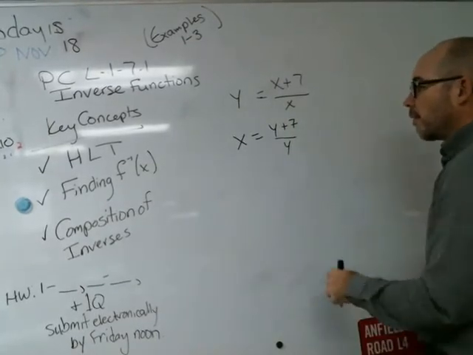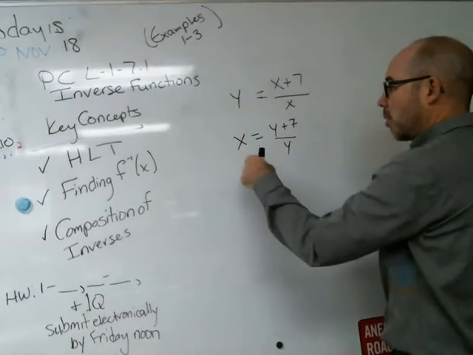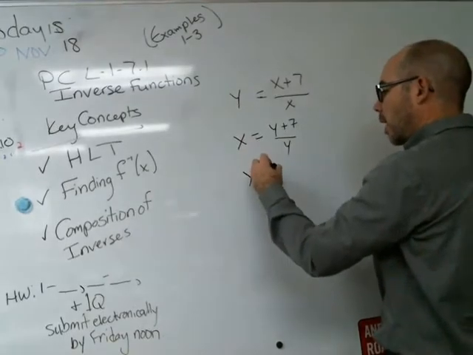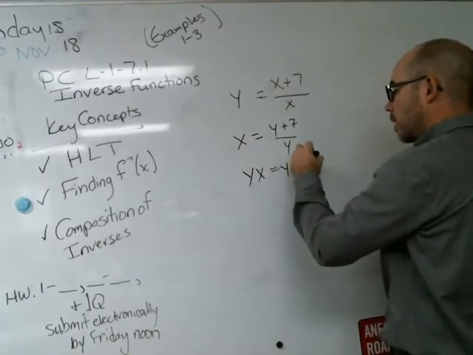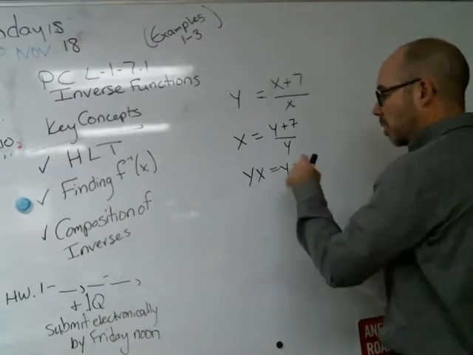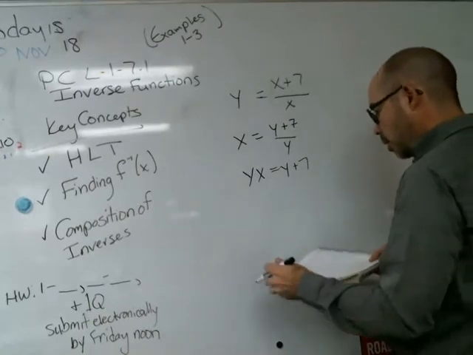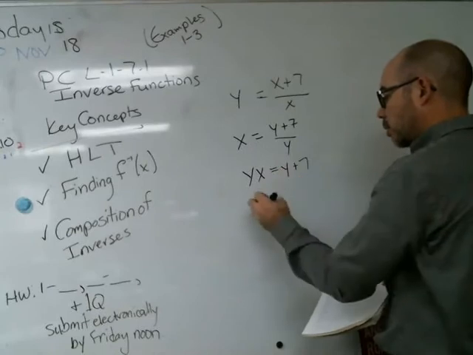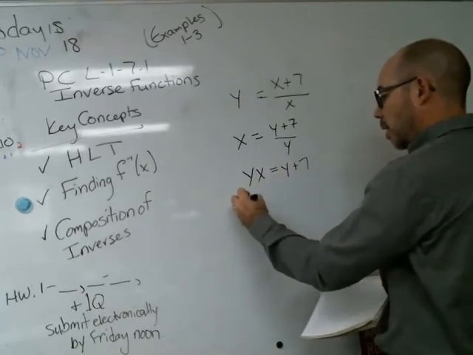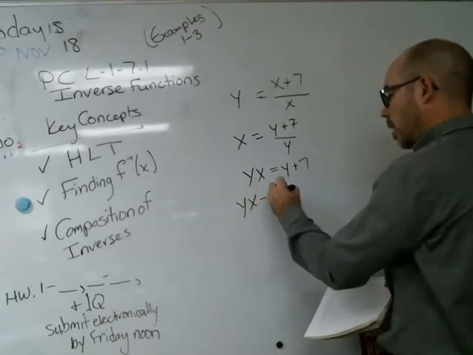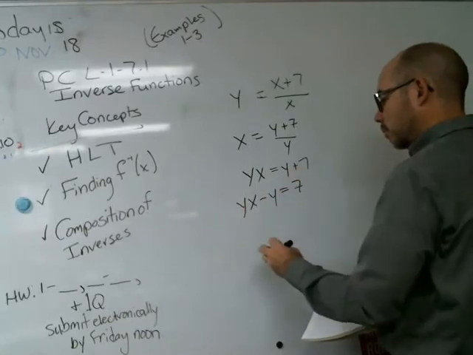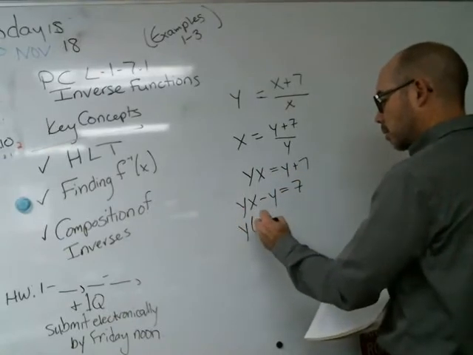And then we're going to solve for y. I'm going to multiply both sides by y and get yx equals y plus 7. I got to put everything with y on one side. So let's take this y and subtract y from both sides. Yx minus y equals 7. Factor out the y.